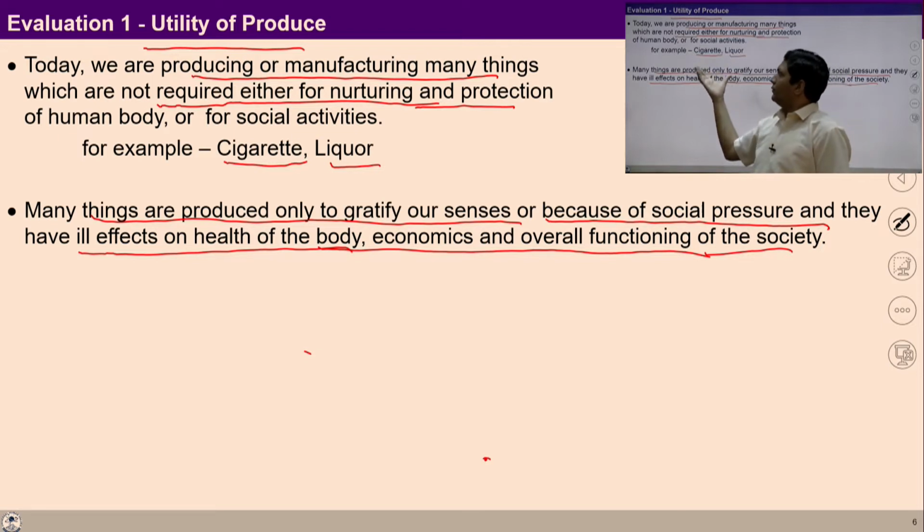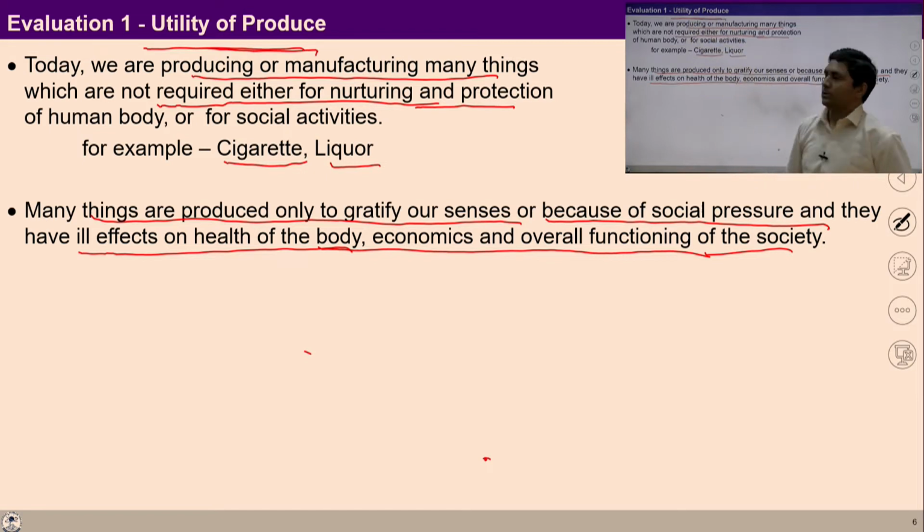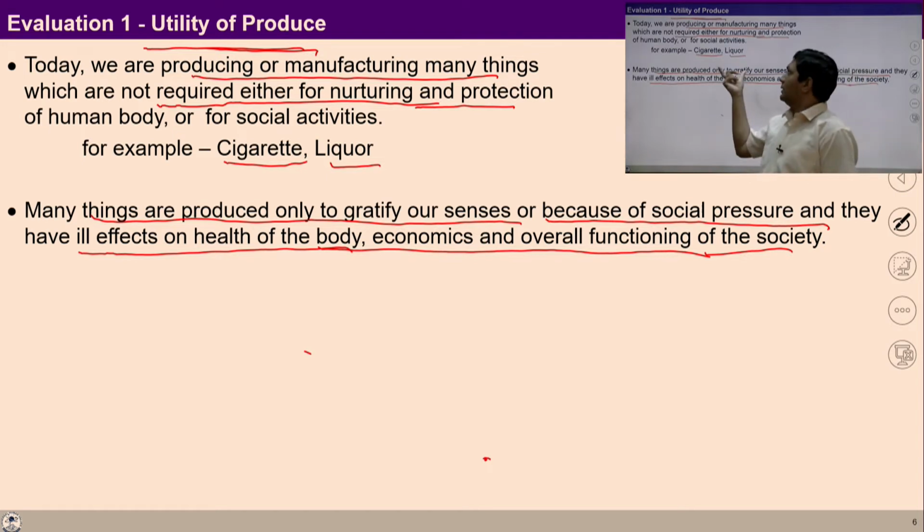So this first criterion of evaluation is in the context of utility of produce. We can evaluate the produced thing on the basis of utility. The things have to be produced only if they have some utility for human beings, related to the body, related to the self, or related to ensuring facilitation in the direction of human society. Otherwise, it is of no use.